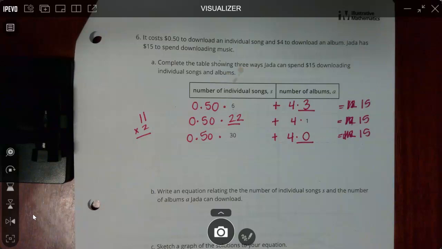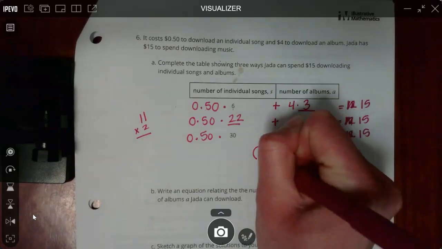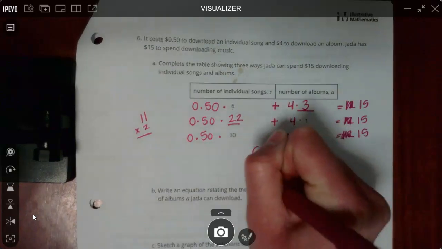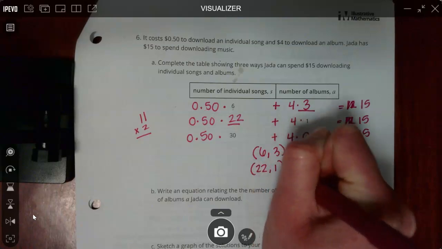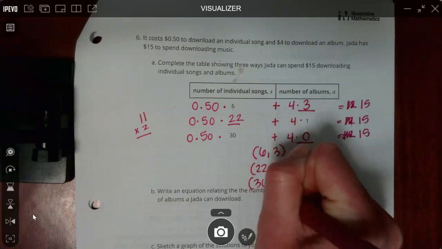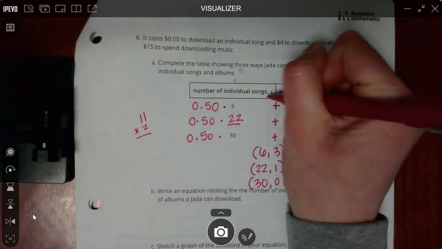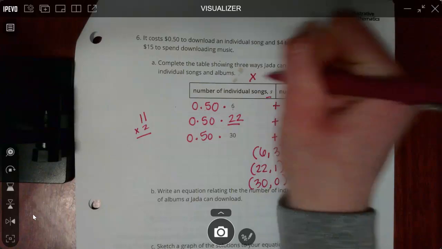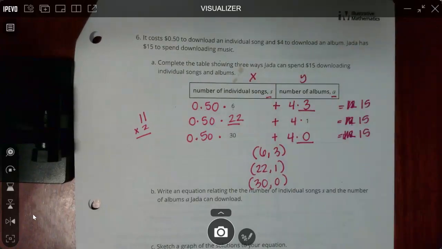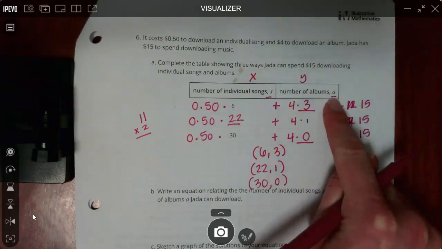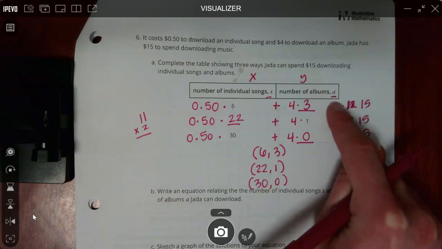So now if I think of these as points, my first point would be 6 and 3. My next point is 22 and 1. My next point is 30 and 0. Because this is a table, right? Yes, it's S and yes, it's A, but I'm thinking of it as X and Y. The S and the A, though, matter because those are the variables I have to use in this problem.